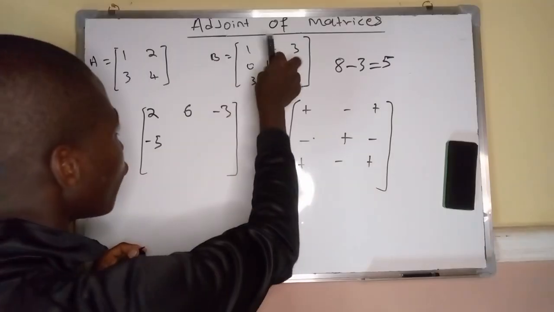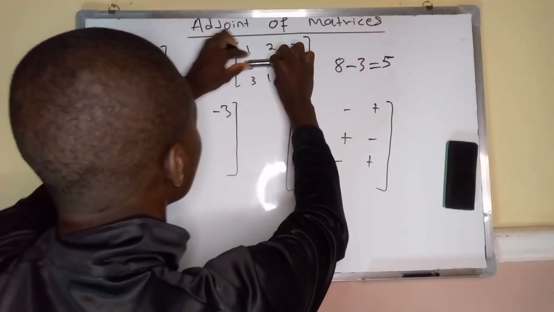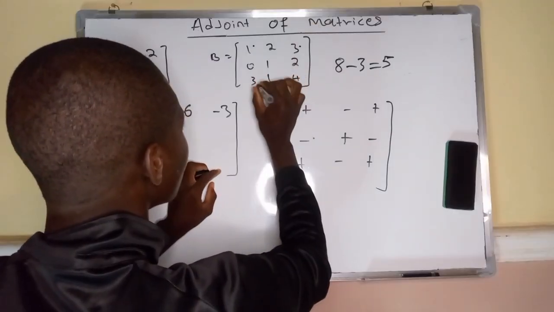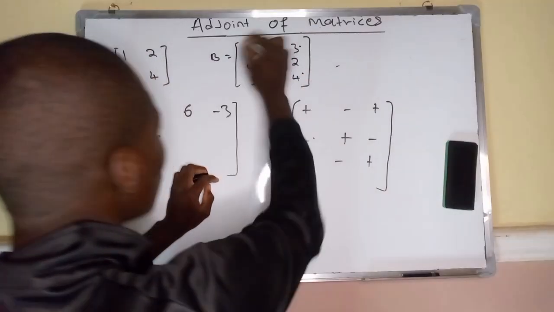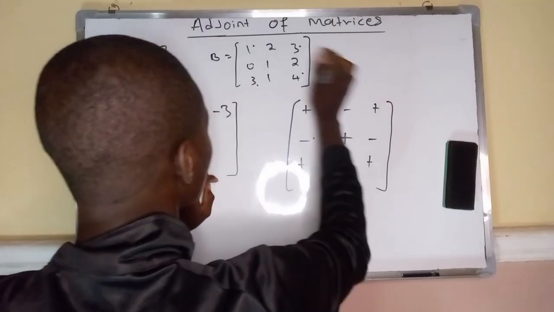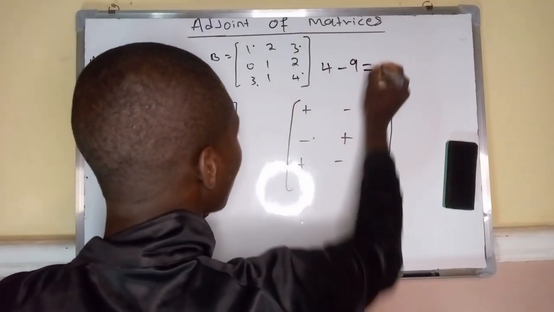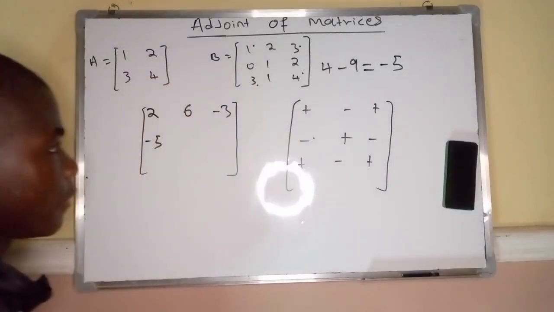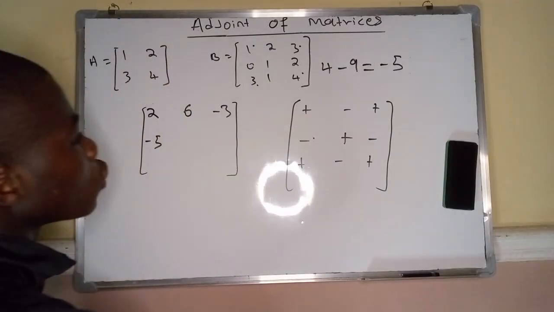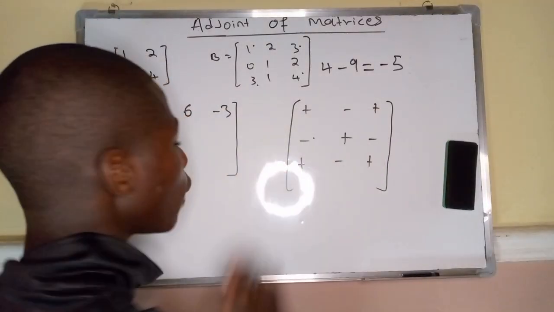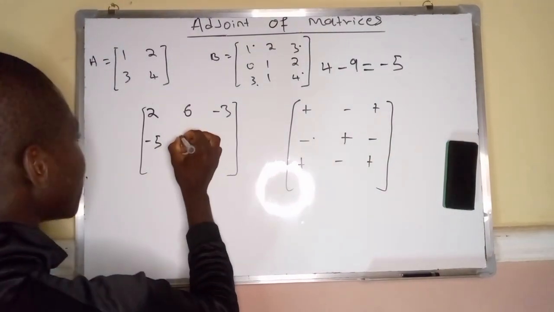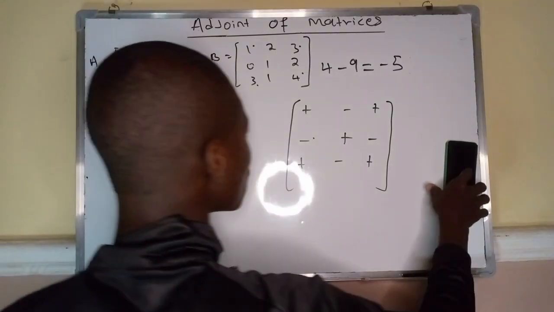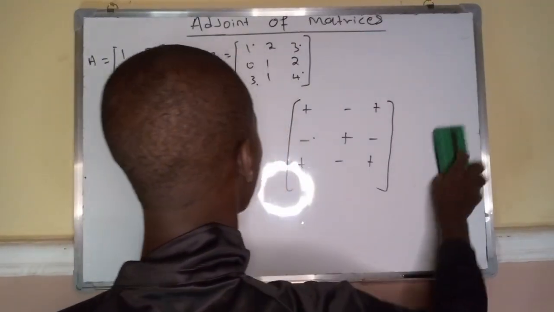So therefore, let me find the minor of 1. The minor of 1, I will delete this, I will delete this. So I'm having 1, 3, 3, and 4. 1 multiplied by 4, which is 4, minus 3 multiplied by 3, which is 9. Therefore, it is equal to minus 5. So therefore, minus 5 multiplied by positive 1, which will be the same thing as it is, negative 5.